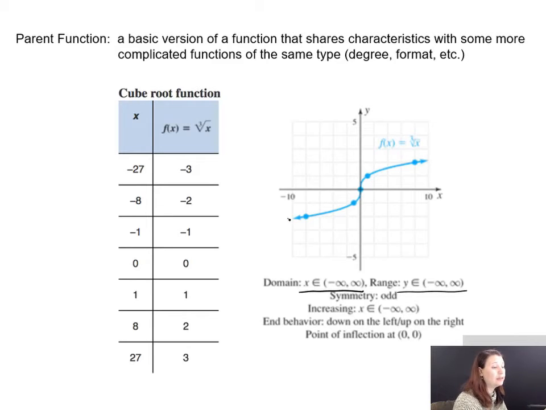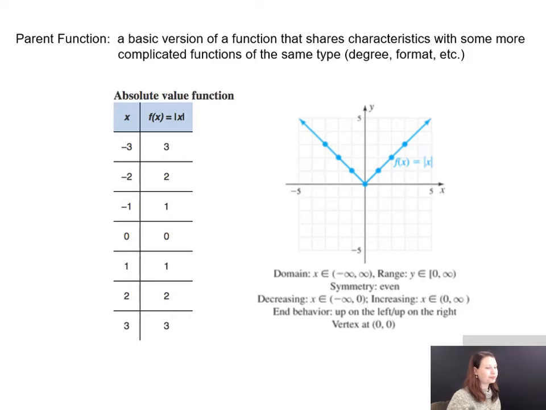Increasing, again, following from left to right, is going up completely, so it's an increasing function. End behavior, remember this arrow is pointing down, even though it's kind of sideways really, it's still going down. Then this one is going up, so end behavior on the left is down, on the right is up. Again, this one has a point of inflection at 0, 0. Again, we won't talk about that really too much, just so that you know they're there.